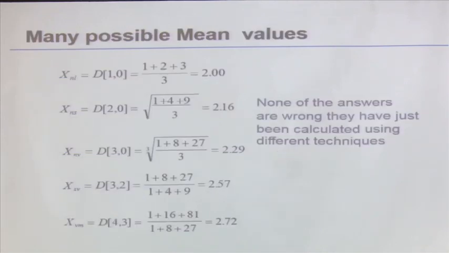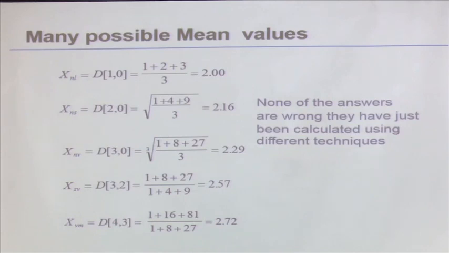But what do I mean by mean? Even for the mean, there are many definitions. What mean are you talking about? There are other definitions also. It could be represented by D10, which is (1 plus 2 plus 3) divided by 3, so suppose I have 3 numbers, the mean could be 2. If it is D20, I can have the square root of (1 plus 4 plus 9) divided by 3, which is 2.16. So, there are so many definitions, and none of the answers are wrong; they have just been calculated using different techniques.